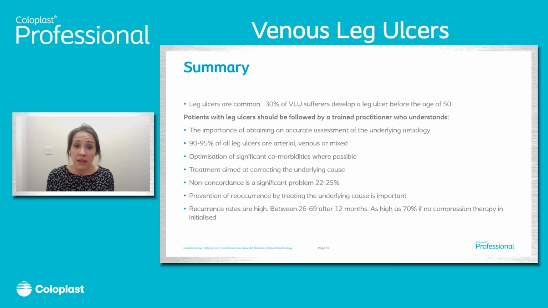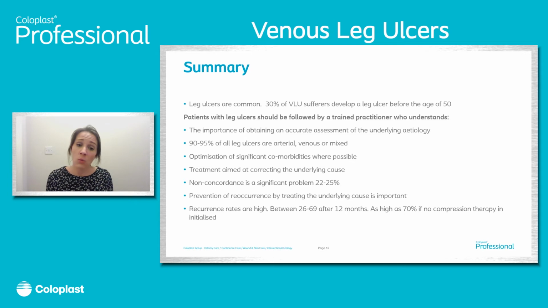We need to be thinking and looking at the importance of our assessments and really establishing the underlying etiology of a wound. That will help us with our treatment and management plan. 90 to 95% of all leg ulcers are arterial, venous or mixed etiology. So again, we know from today's session that if it were a venous leg ulcer, we would try and manage that wound with compression therapy.